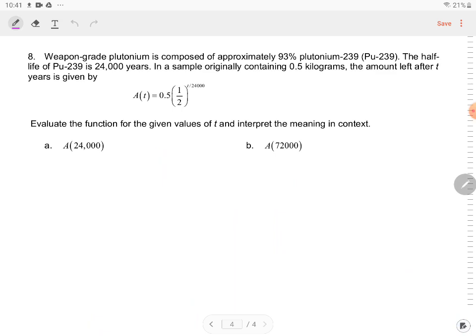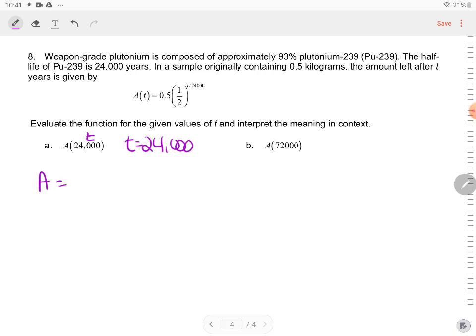All right, so let's look at a word problem. Weapon-grade plutonium is composed of approximately 93% plutonium-239. The half-life of plutonium is 24,000 years. In a sample originally containing 0.5 kilograms, the amount left after t years is given by 0.5 parentheses 1/2 to the t divided by 24,000. Evaluate the function for the given value and interpret its meaning. Okay, so here, if you notice, it's A of t, so this is your t value. So this tells you t is 24,000.